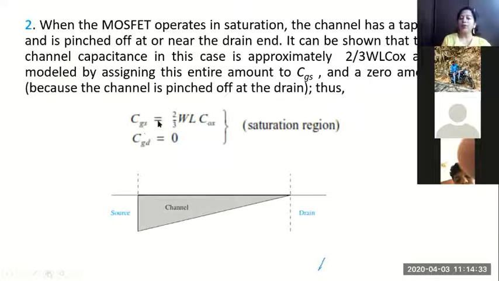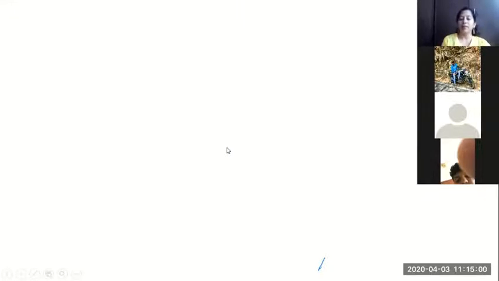The gate to source capacitance will be 2/3 WL Cox, whereas the gate to drain capacitance will be 0 in the saturation region. So in the saturation region, we will be using the device and this is the value of CGS and CGD. Though it is 0 here, in the next analysis we'll show CGD will also have some value. Okay, please remember this.